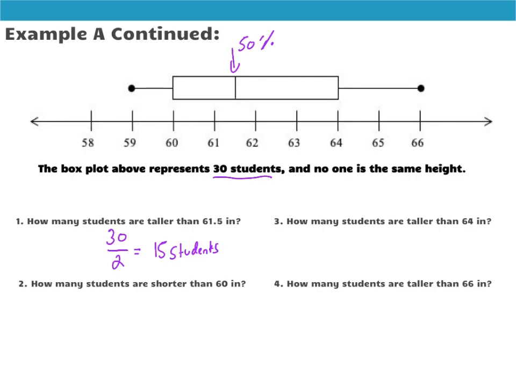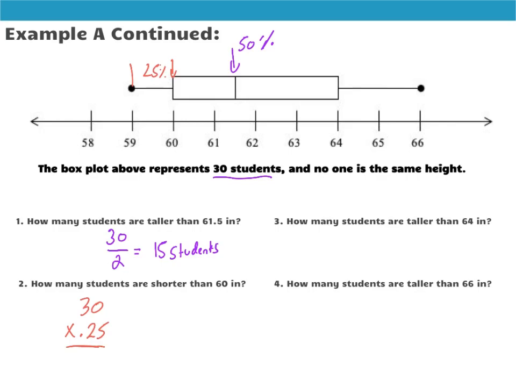Number 2 says, how many students are shorter than 60 inches? So we're taking a look at our 60 inches on our graph. We can see that that's the lower quartile. So the lower quartile is going to represent 25% of the data between that and the lower extreme. So we're going to be trying to figure out what 25% of 30 is. We can do this one of two ways. We can take our 30 and multiply it by 0.25. That would be the fast way.